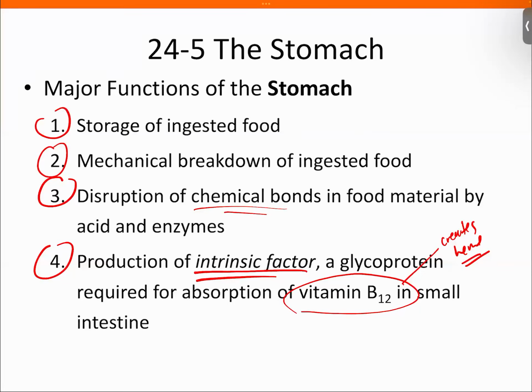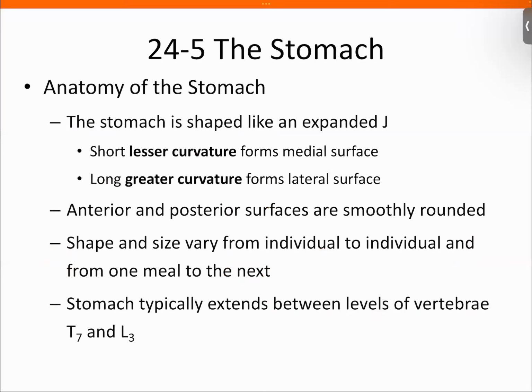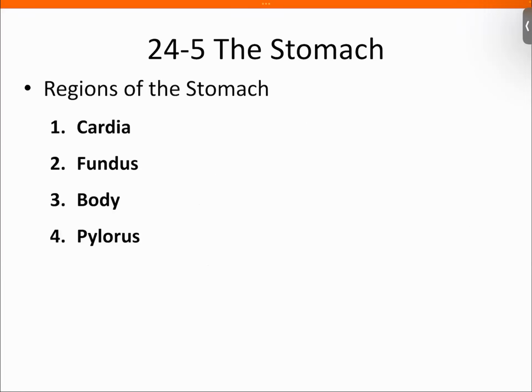So those are some of the major functions of the stomach. And so when we take a look at the anatomy of the stomach, it's basically a J-shaped organ with a lesser curve, which is the concave curve, and a greater curve, which is the outer curve on the lateral surface. And so ultimately, this has different regions to it. We'll talk a little bit about the regions, right?